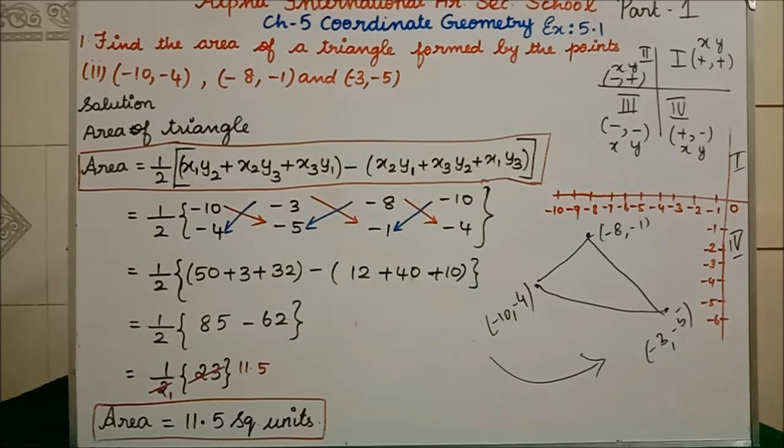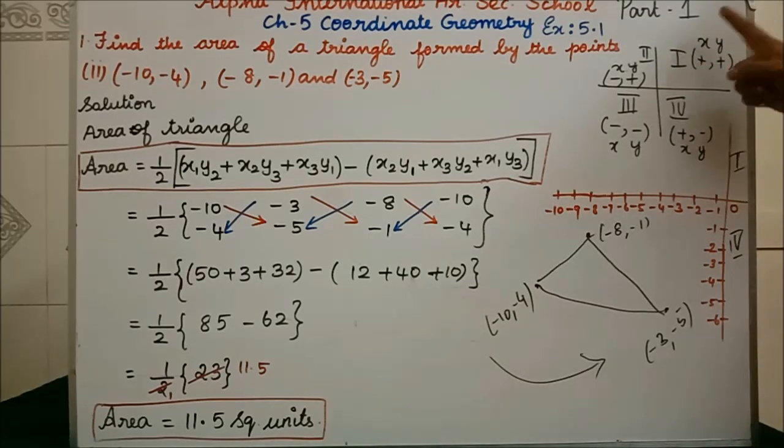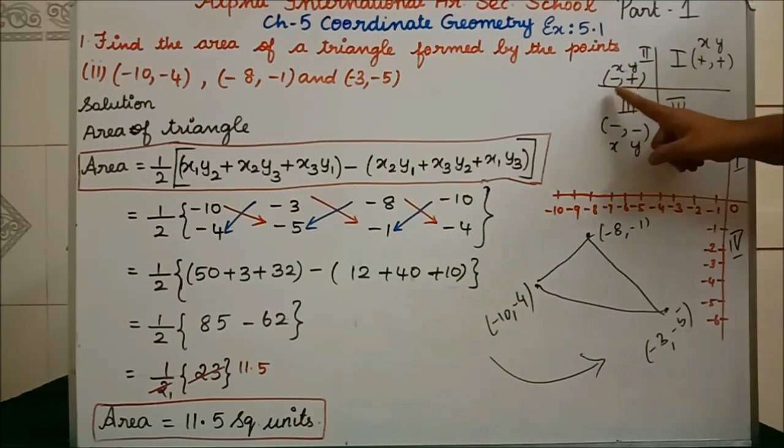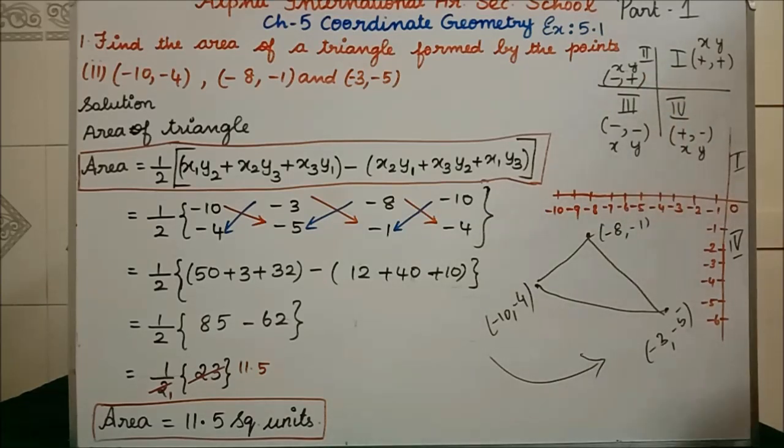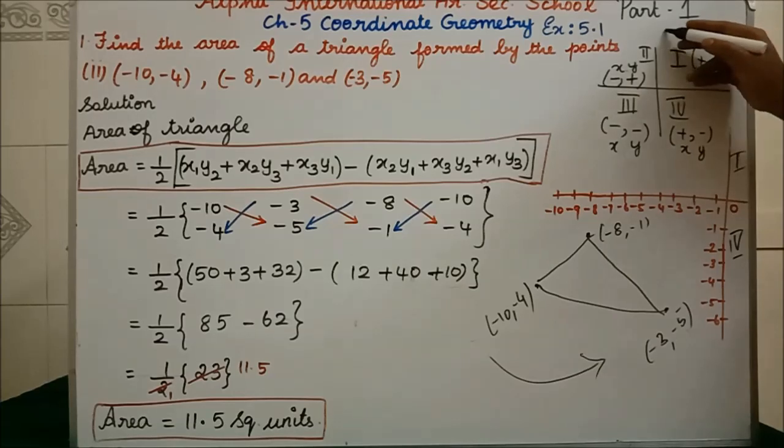See, first everything: (-10, -4), (-8, -1) and (-3, -5). Everything is minus, minus, isn't it? You all know in the graph this is our first quadrant. First quadrant means x and y are both positive. After this comes the second quadrant, where x is negative and y is positive. You have to come in this format, like this.